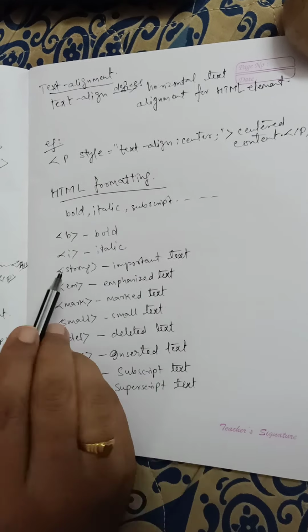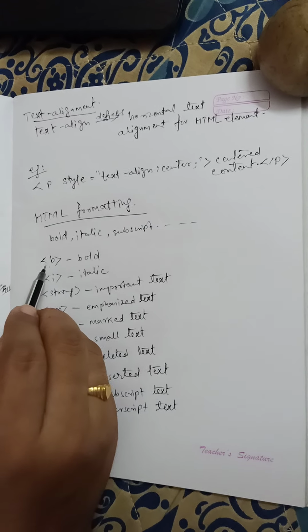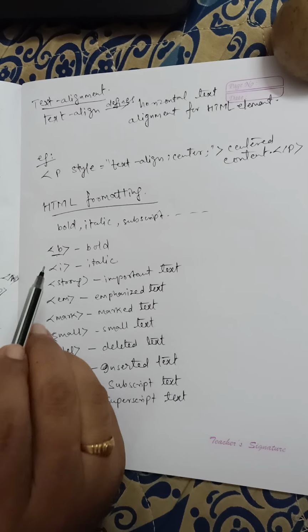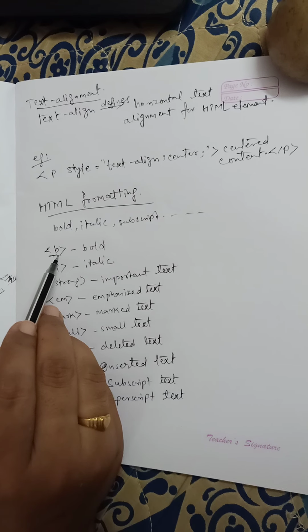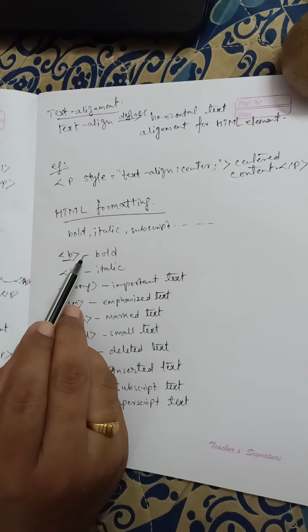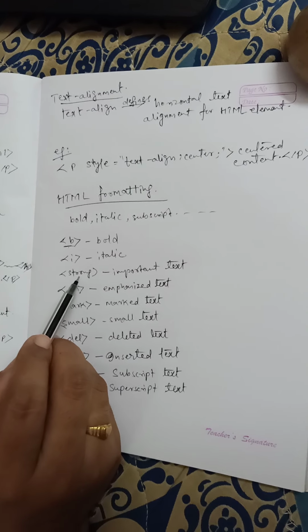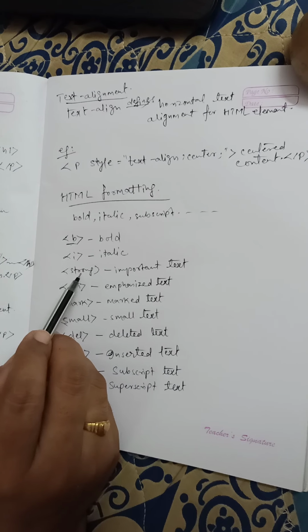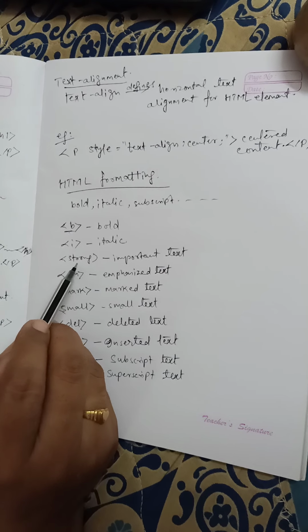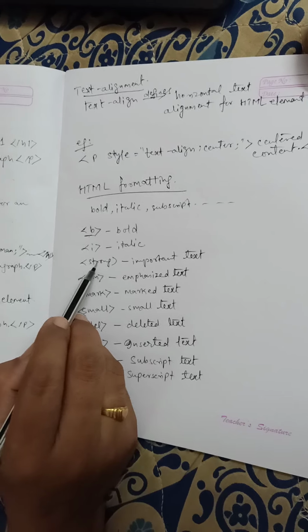So now this gives me bold text. But this element defines bold text without any extra importance. But strong defines strong text with added semantic importance. So that thing is added here. Otherwise, when you see the output, this is bold and this is also bold.